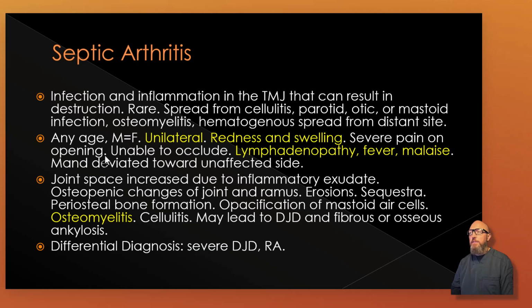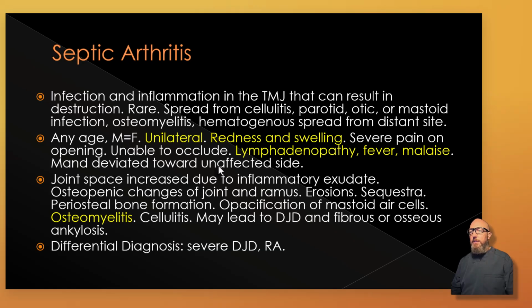It can cause severe pain. Imagine having active inflammation just right inside that joint. It's going to be tough to open, tough to chew, tough to bite. Because it's infectious, it could be associated with lymphadenopathy, malaise, fever. And so this is an interesting one here. The mandible deviates toward the unaffected side. That's different than how we most talk about it.